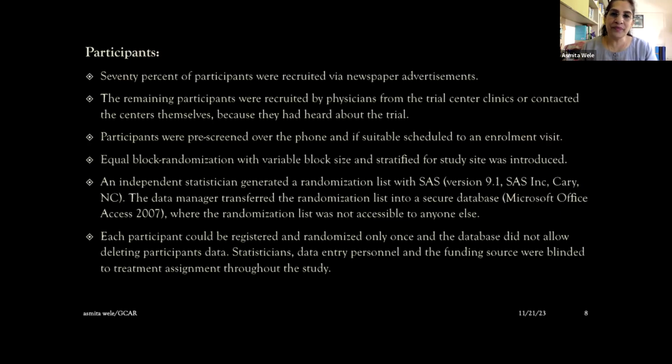Then equal block randomization with variable block size and stratified for study site was done. An independent statistician generated a randomization list using SAS software. The version is also described here, 9.1 and all. The data manager transferred the randomization list into a secure database where the randomization list was not accessible to anyone else. Why is this done? This is done to avoid bias. So a person who is presenting with slightly less symptoms should not go into the study group and the other in the conventional group, or vice versa. That should not happen. The randomization should happen as per the statistical rule, that everybody gets equal opportunity, and that was followed by this particular procedure.